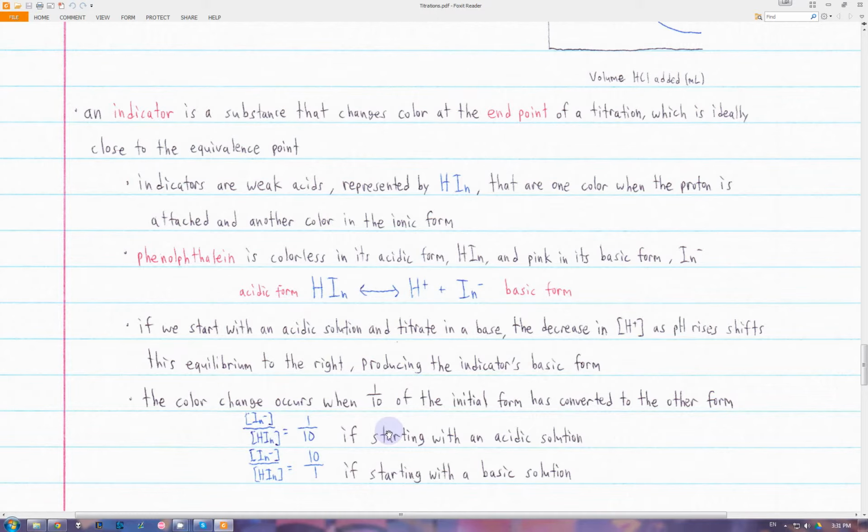Whereas if we start with a basic solution and we're titrating with an acidic solution, then the initial form is IN minus, and as we add more acid, more HIN will be produced. So when this ratio is 10/1, then that's when the color change will happen if we start with a basic solution.